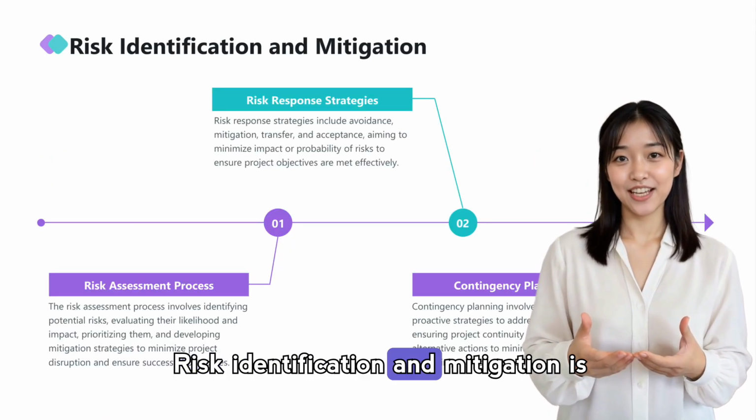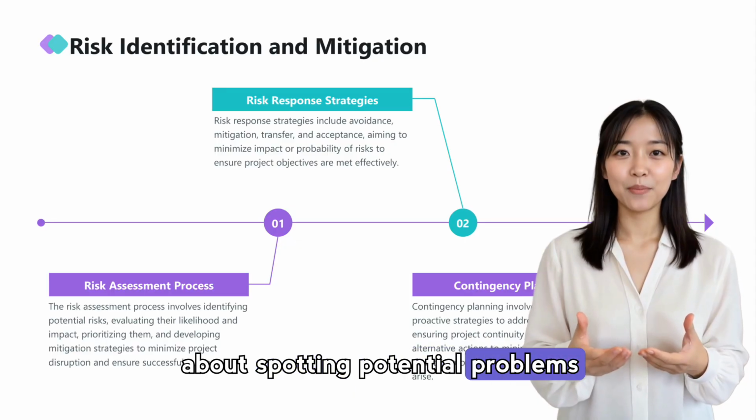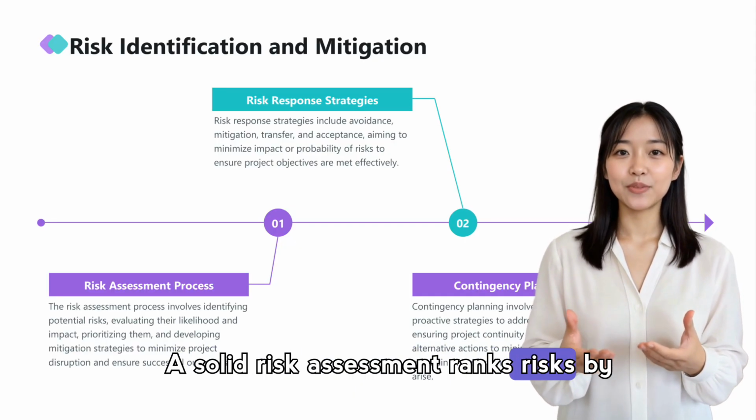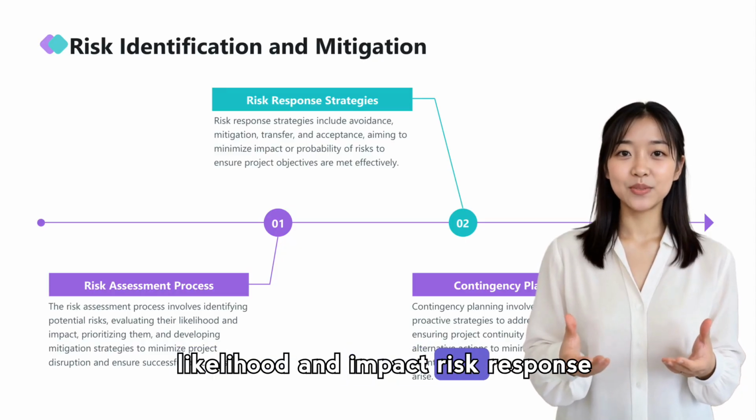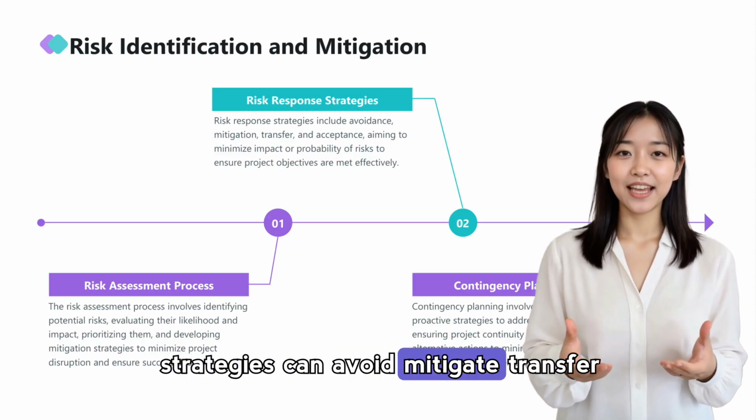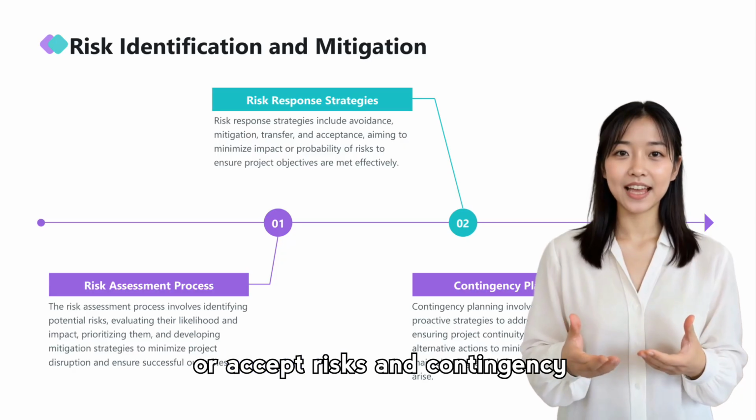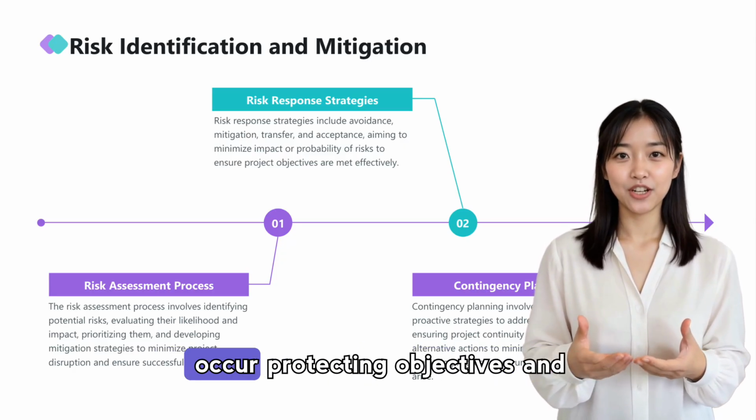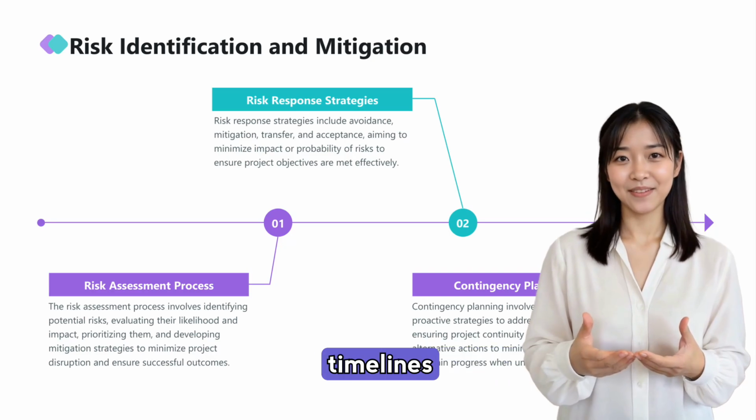Risk identification and mitigation is about spotting potential problems early and deciding how to handle them. A solid risk assessment ranks risks by likelihood and impact. Risk response strategies can avoid, mitigate, transfer, or accept risks, and contingency planning prepares alternatives so the project can keep moving when issues occur, protecting objectives and timelines.